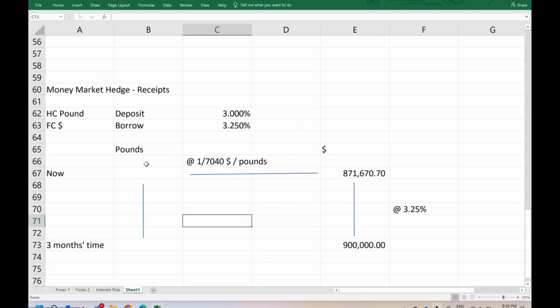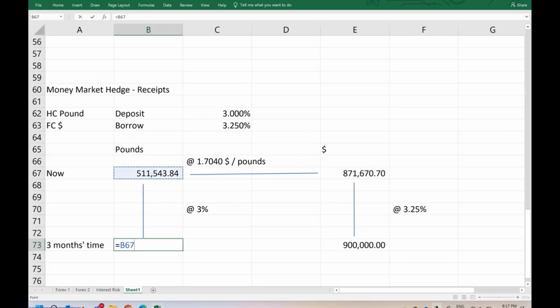Right? Dollars over pounds. What payment do you have to make? 1.700. That is the cost to you in 2 days' time. If you want to find it in 3 months' time, you can. Just compound it with the pound rate, which is 3%. So compounded, 1.03. Right?